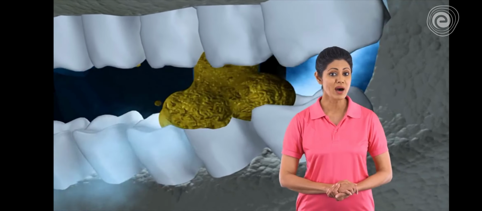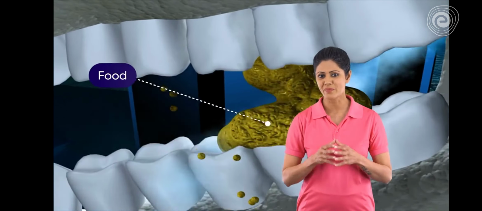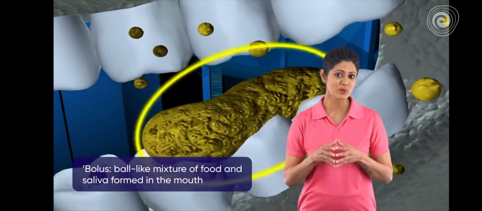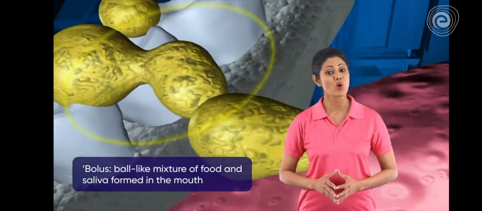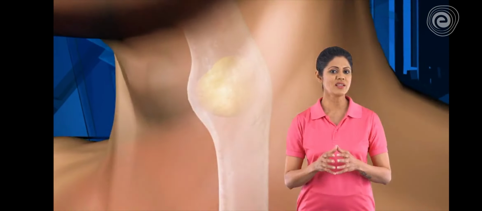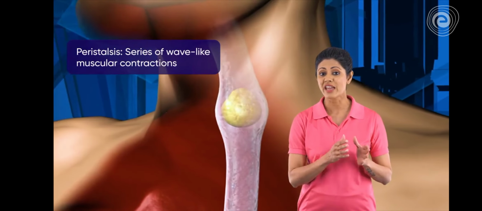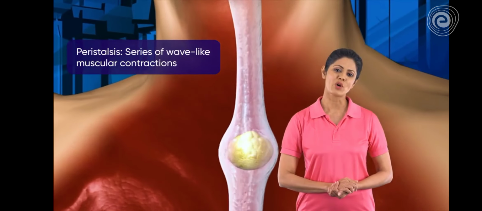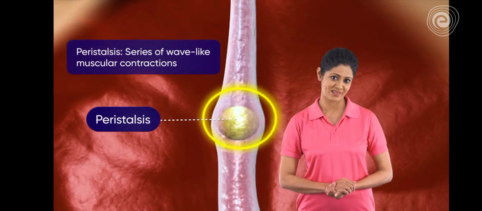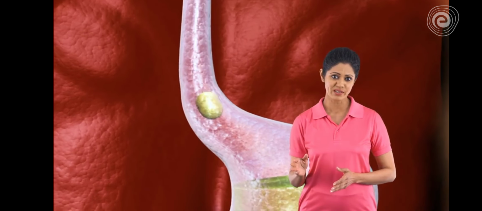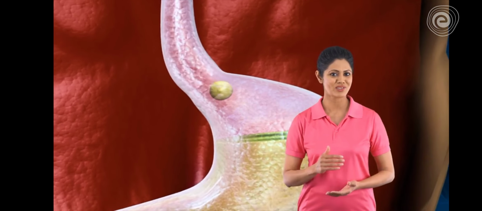The food in the mouth is chewed and it gets mixed with the saliva. This mass of food formed after mixing with saliva is called the bolus. It then passes into the esophagus. The downward movement of food is facilitated by a series of wave-like contractions of the muscles in the esophagus. This process is called peristalsis. This way, the bolus reaches the end of the esophagus and then passes into the stomach.